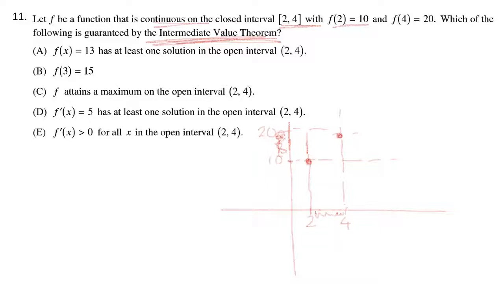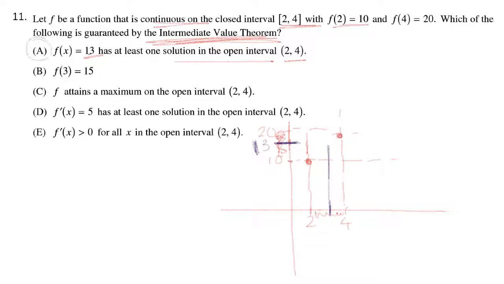Since you're continuous, you have no asymptotes or hole in the graph. Well, let's look at A. A says f of x equals 13 has at least one solution in this open interval. So what that's saying is, for y equal to 13, which would be somewhere in here, there has to be an x down here. Well, yeah, 13 is definitely between 10 and 20, and my function is continuous. So yeah, A has to be true.